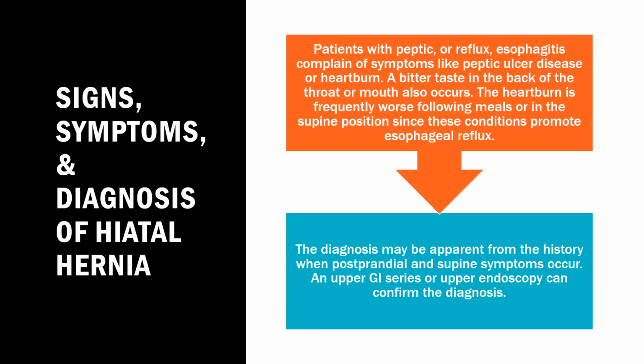Symptoms and diagnosis of hiatal hernia. The patient with peptic or reflux esophagitis complains of symptoms like peptic ulcer disease or heartburn. The diagnosis may be apparent from the history when postprandial and supine symptoms occur.